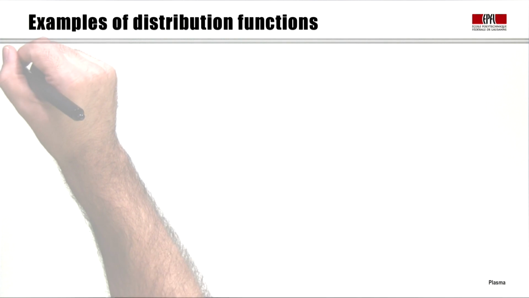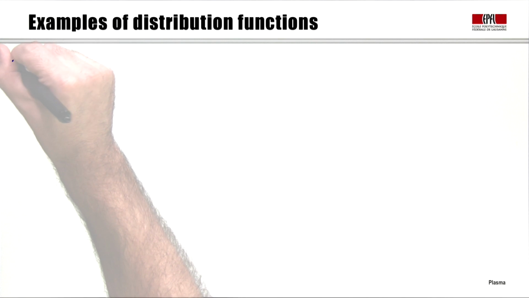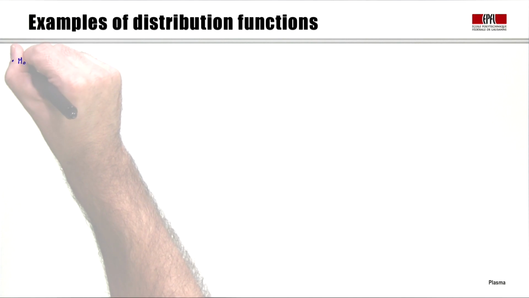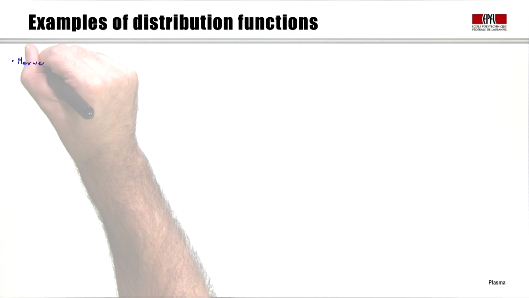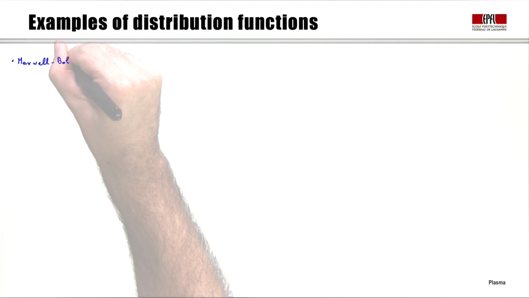We have introduced the concept of distribution function. Let's give some examples. We are going to consider distribution functions that are independent of the spatial coordinates. We will, in other words, consider a uniform plasma, and distribution functions that also do not depend on time. Probably the best known example of distribution function is the Maxwell-Boltzmann distribution function.